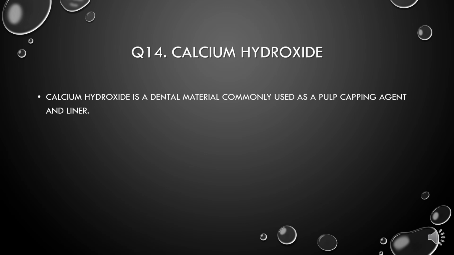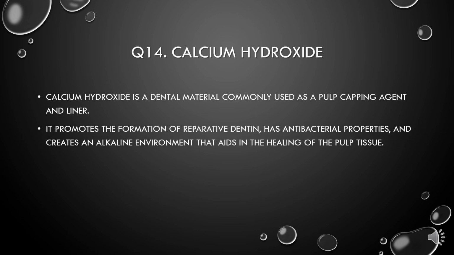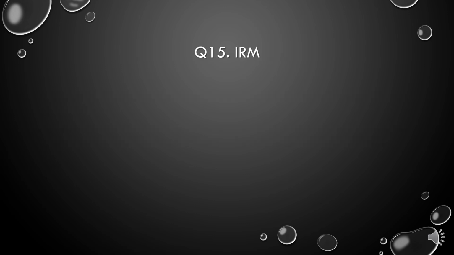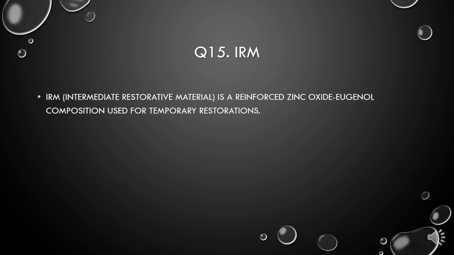Calcium hydroxide is a dental material commonly used as a pulp capping agent and a liner. It promotes the formation of reparative dentine, has antimicrobial properties, and creates an alkaline environment that aids in the healing of the pulp tissue. Question number 15 is IRM.